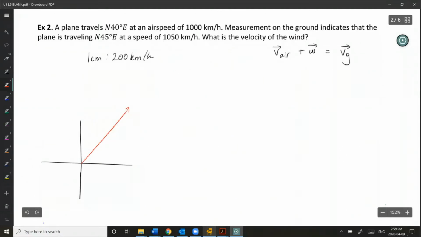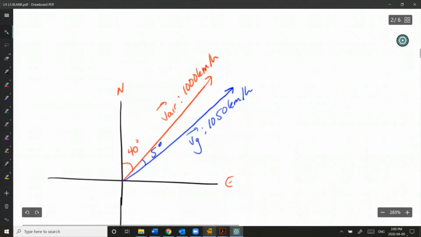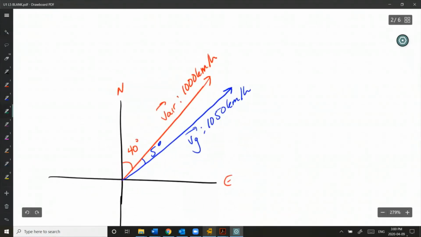So let's suppose that this is our air velocity. We've gone north 40 degrees toward the east. And I'm just going to label this as 1,000 kilometers per hour. Now 5 degrees a little bit further, we're going to have the ground velocity, which is 1050. And I know that this is 45 degrees from the north line, making this 5 degrees. Let's zoom in a little bit here. Okay, now we have a resulting vector.